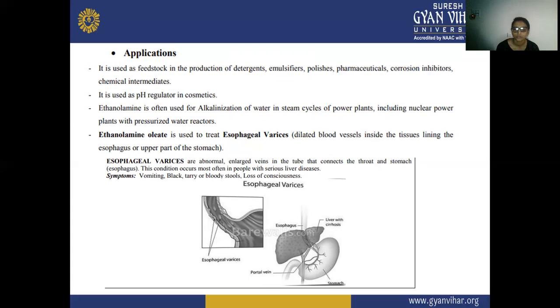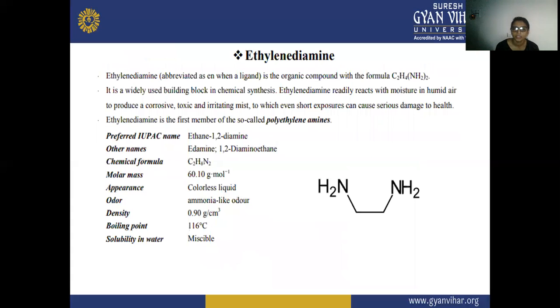So next is ethylene diamine. Ethylene diamine, abbreviated as en, is the organic compound with the formula C2H4(NH2)2, and it is a widely used building block in chemical synthesis. Ethylene diamine readily reacts with moisture in humid air, and it produces a corrosive, toxic, and irritating mist, to which even short exposure can cause serious damage to health.